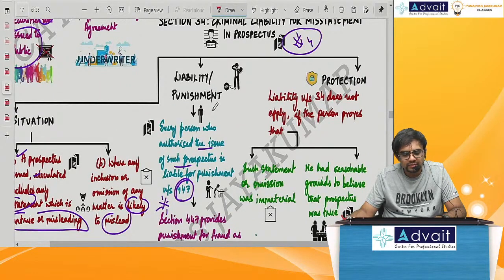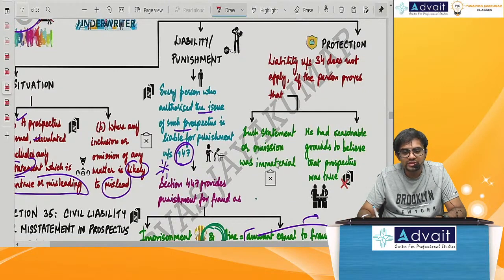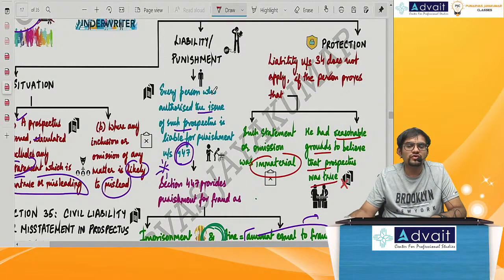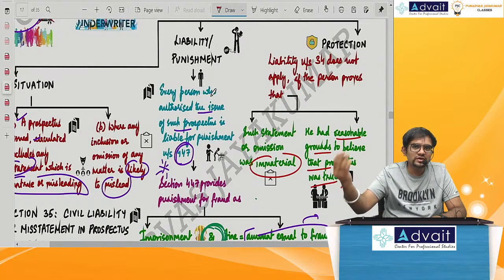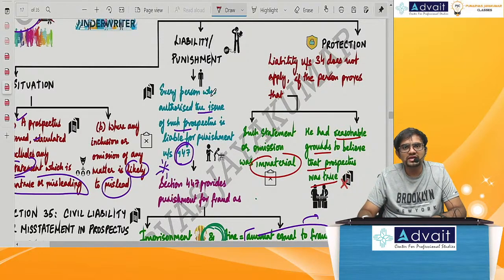Apart from that, protection. Basically, protection is also there, especially for expert or even for directors, etc. If they feel that such statement or omission was immaterial to the entire prospectus, or he had reasonable grounds to believe that that particular thing was true. For example, expert has to give a certification. In the expert certification, he will only certify those things provided to him by the management. What if management only had given him wrong information? In that case, he can escape the punishment if he can prove that the management had given wrong certification, wrong details, all these things, right?